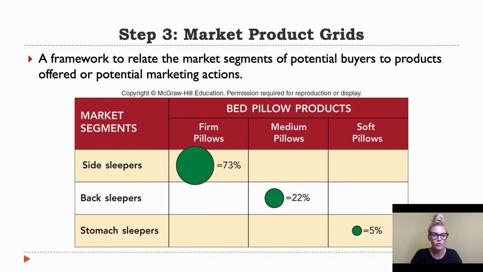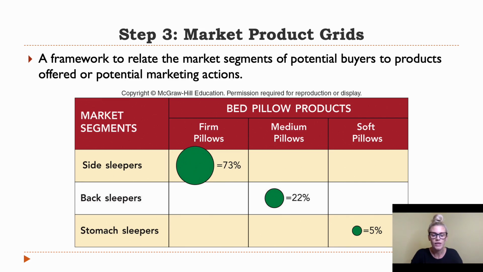So up until this point, we started off with, we were going to group consumers together. So we grouped consumers together here into what we call market segments. So we've got people who sleep on their side, people who sleep on their back, and people who sleep on their stomach. We can easily put consumers into one of these groups with that information. Then we talked about in step 2 that we group products together. So here we're looking at pillows for your bed. We can group together firm pillows, we can group together medium pillows, and we can group together soft pillows.